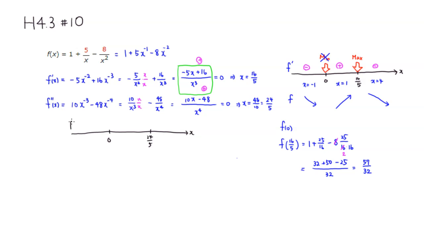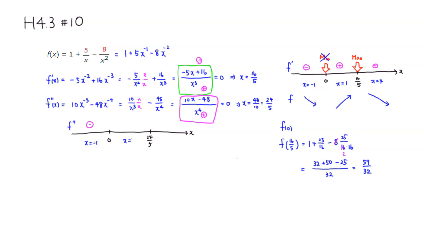Then we look at the sign of f double prime. We try any number less than 0, so it's going to be -1. This is an easy one to look at here. The denominator is always positive because of the even power, so we just have to look at the top. -10 minus 48 is going to be negative there. Between 0 and 24 over 5, we can try x equals 1.